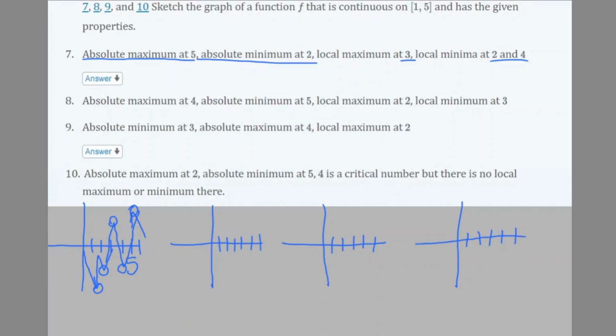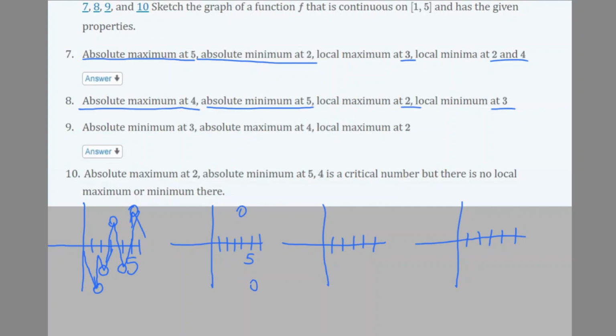But you will see in future sections you want to draw it with a little bit of curvature, because the pointy maximums and minimums and the curved maximums and minimums make a difference, most notably in the mean value theorem. So now let's take a look at number 8. Number 8, we have an absolute maximum at 4, and then a minimum at 5, and then a max at 2, and a min at 3. So let's draw the maximum here. So x equals 5 is going to be over here. So our maximum is going to be right up there.